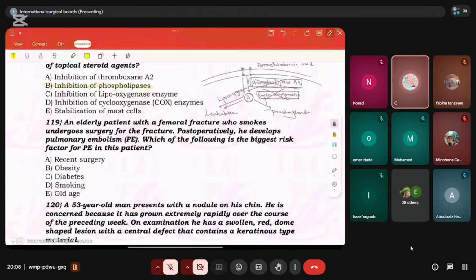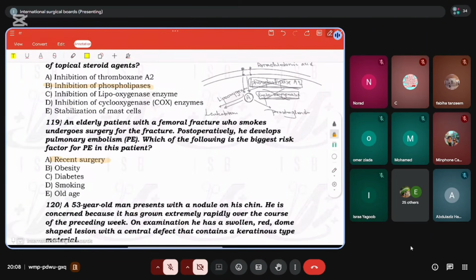An elderly patient with a femoral fracture who smokes undergoes surgery for the fracture. Post-op, he develops pulmonary embolism, which is following his biggest risk factor for PE. I remember us discussing this one, and there are a few here that are, but probably recent surgery is. Yeah, so yes, I agree with you.